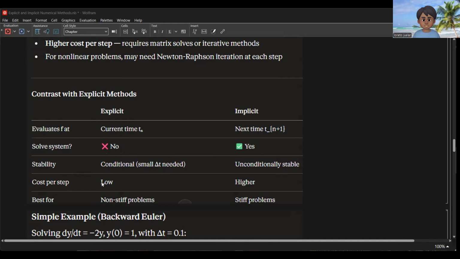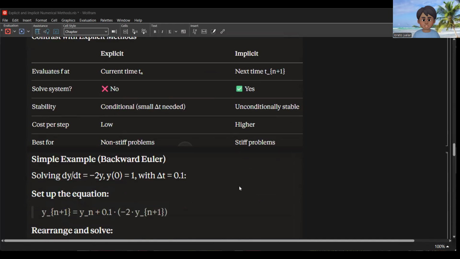So cost per step, this is low. So we can directly solve here. We can easily solve for y sub n here. Now this is for the implicit method, so the cost per step is higher, because we really have to solve the equation in the implicit method. Now this is best for non-stiff problems, and the implicit method is best for stiff problems. So later on, we have an explanation for the stiff and non-stiff problem.